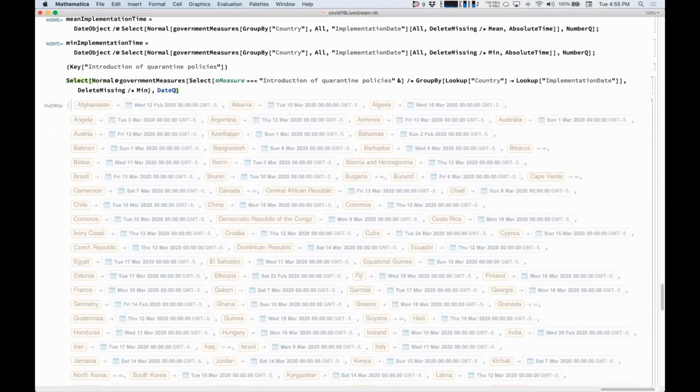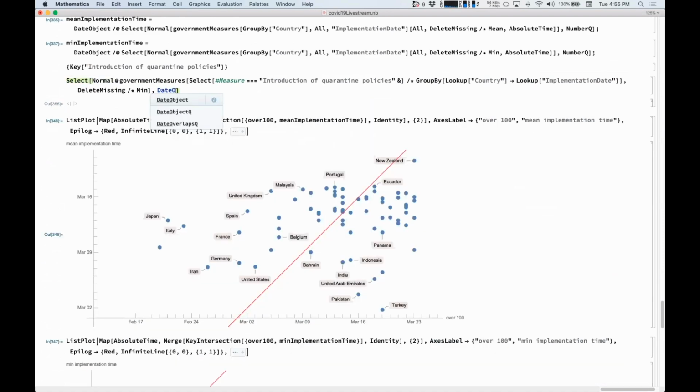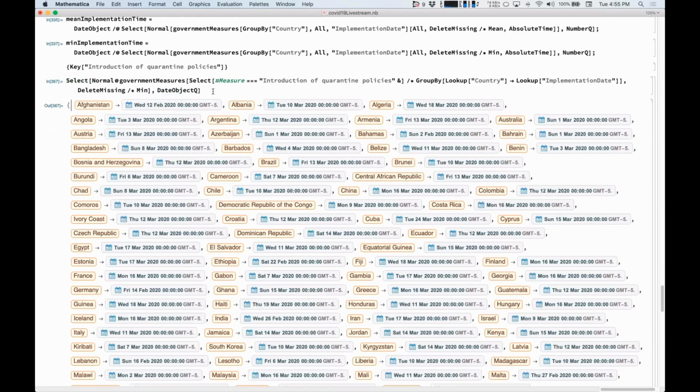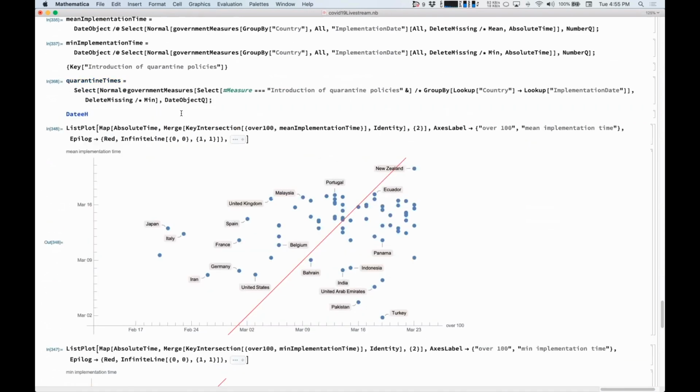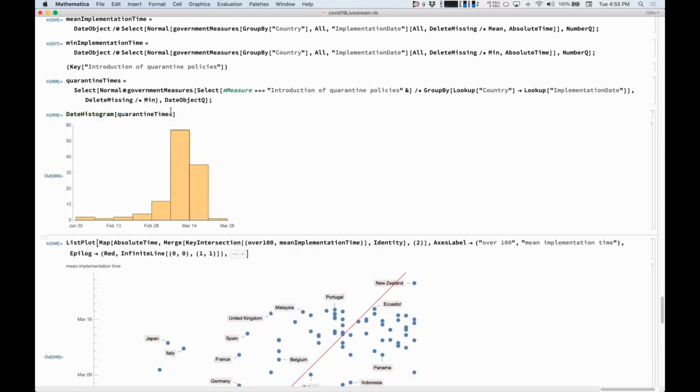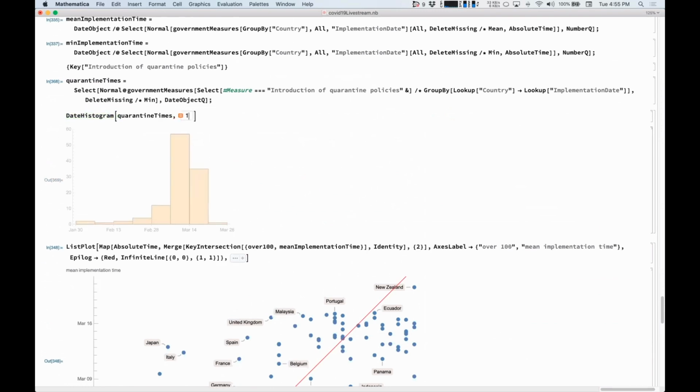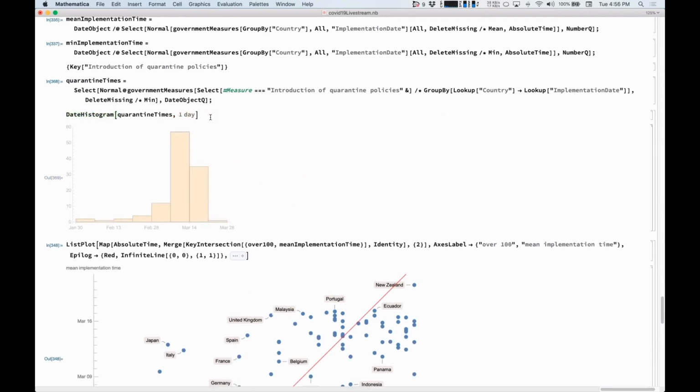select date queue. Oops, date object queue. Okay. So this is the. Okay, so that's the distribution. So let's just do a date histogram of that. That's the time for quarantine to quarantine. Maybe, yeah, that was going to say, let's do it by the day.